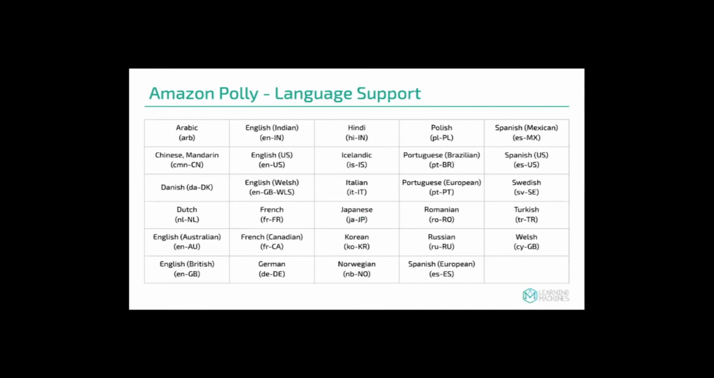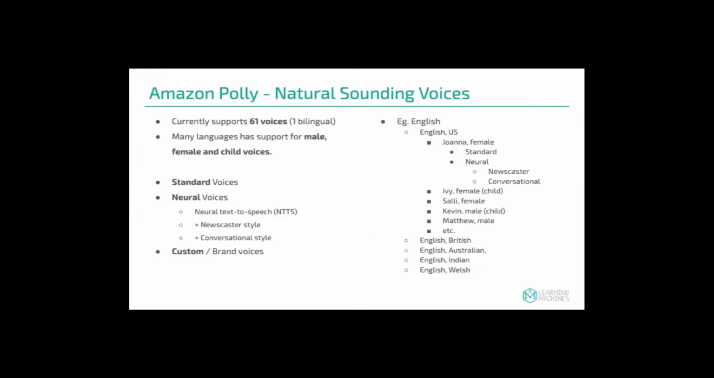At the moment, support for 29 different languages, again, sort of focused on international languages. But perhaps more interestingly is the voices that it supports. At the moment, there's 61 different voices supported in the system. It ranges with different styles and characteristics. So you could, for instance, have male voices, female voices, and child voices. And these voices are driven by different technologies.